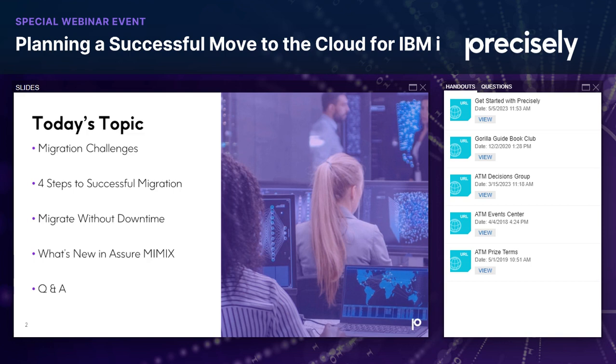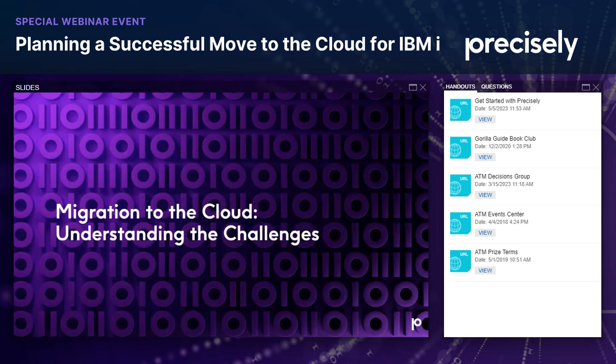We're going to highlight a solution that we've got that can help you do this migration without downtime, which is a really critical area there as well. Also, in the course of our conversation, we're going to be highlighting some of the new capabilities of Assure MIMIX 10 that came out late last year. There are some specific capabilities that make this migration to the cloud even more effective. And then we should have plenty of time at the end for questions and answers that might come up during the course of the presentation. So with that as the preamble, let's dive in.